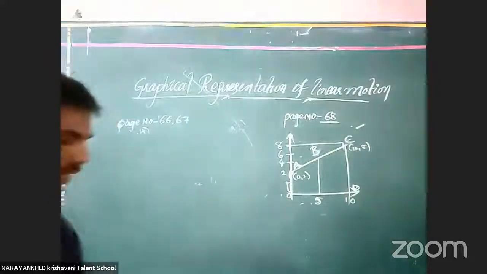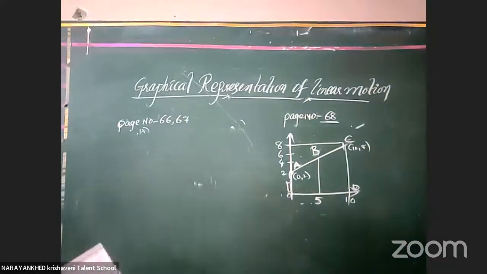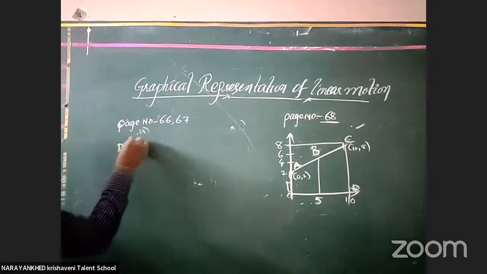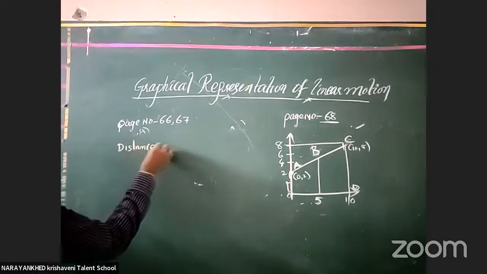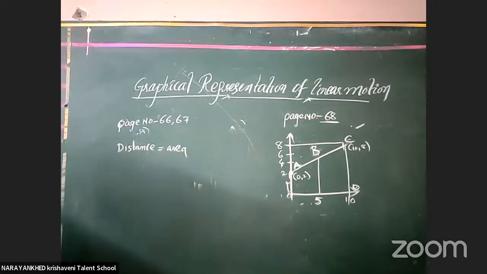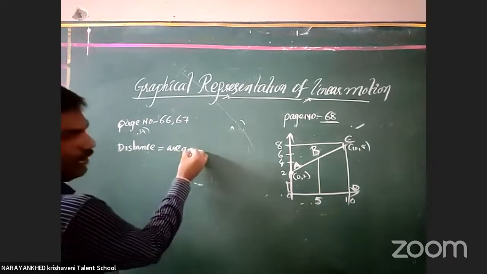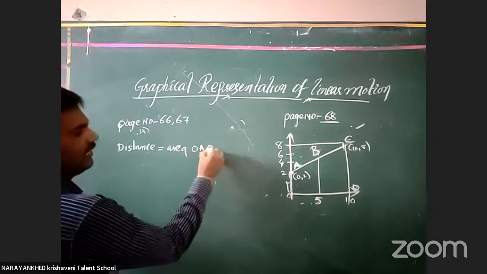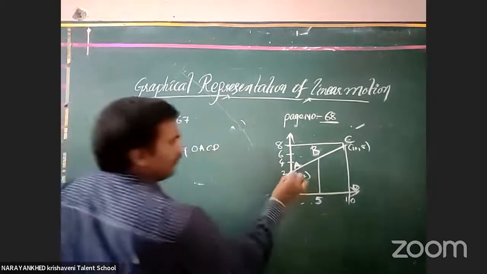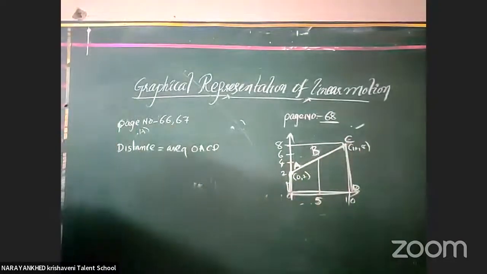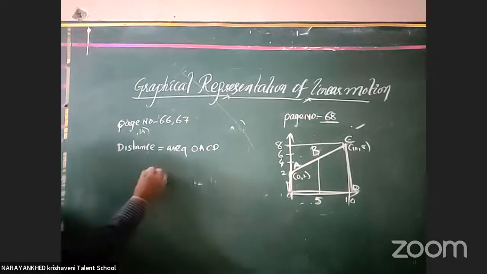After this, we have one more question here. What is required here? Distance is required. You know very well, distance is nothing but the area of the trapezium. What do we have to take here? What is the trapezium? The area of OACD. Okay, clear or not? This is only the area of the trapezium here.